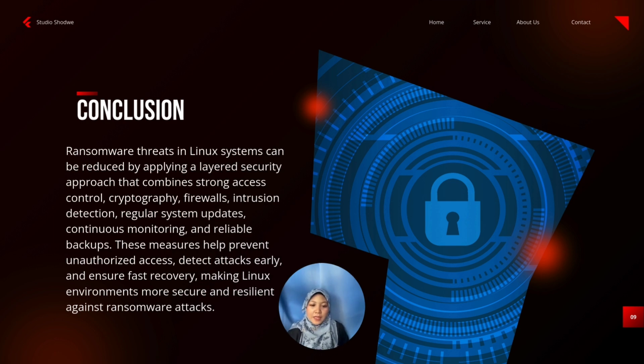So, to sum up, a Linux system can fight ransomware better with a layered approach. Use strong access control, encryption, firewalls, and intrusion detection. Keep your system updated. Monitor it regularly and always have reliable backups. These steps help stop attacks, spot problems early, and recover fast. Simple, but it makes your Linux system much safer and stronger against ransomware.